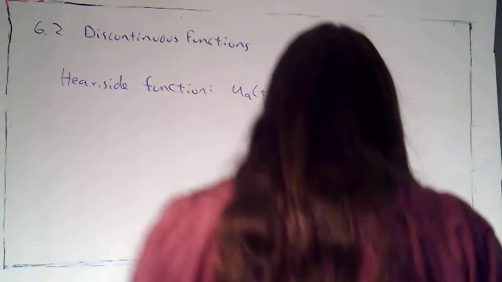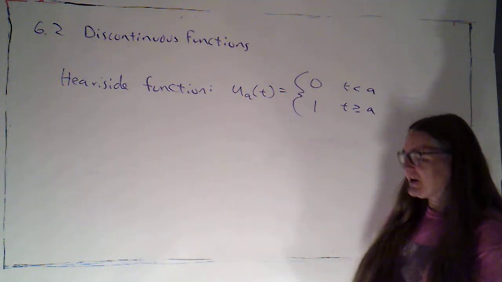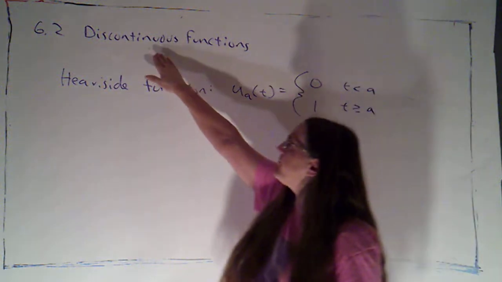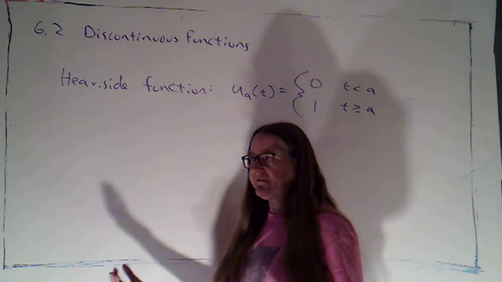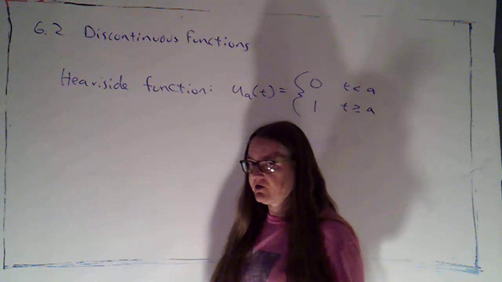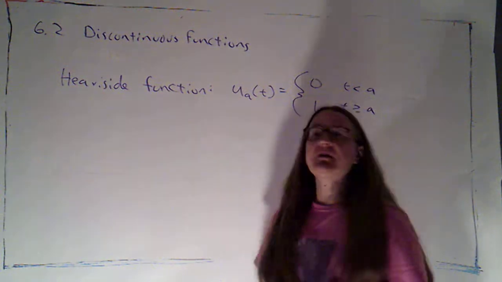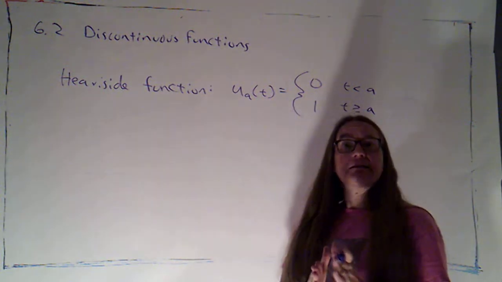In section 6.2, we're going to start taking a look at discontinuous functions. And that may seem very strange because we're looking at differential equations. And I know that if a function isn't continuous, it's also not differentiable. And if the derivative doesn't exist, it can't be the solution to a differential equation. But generally speaking, we're going to be looking at something that's discontinuous just at a single point. So the derivative is going to fail to exist at that point.